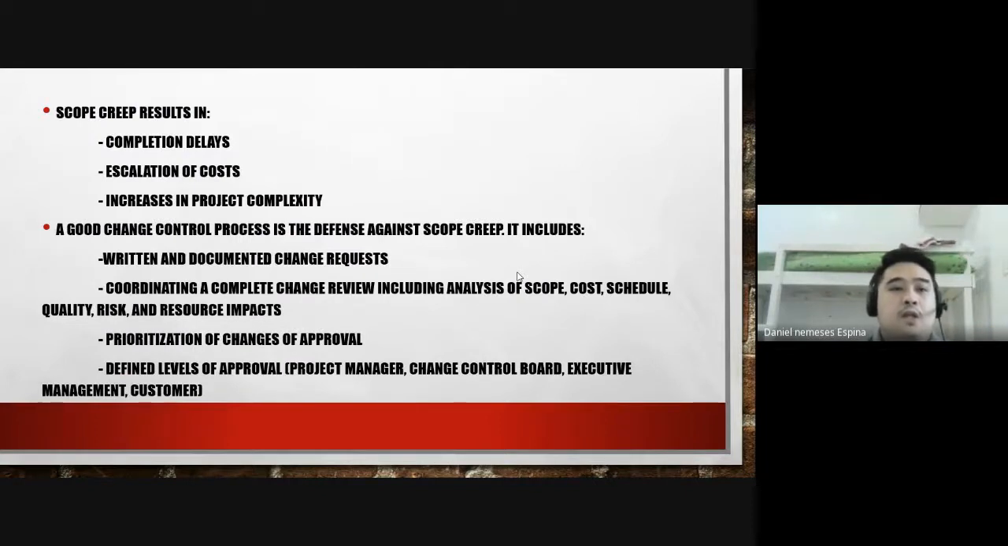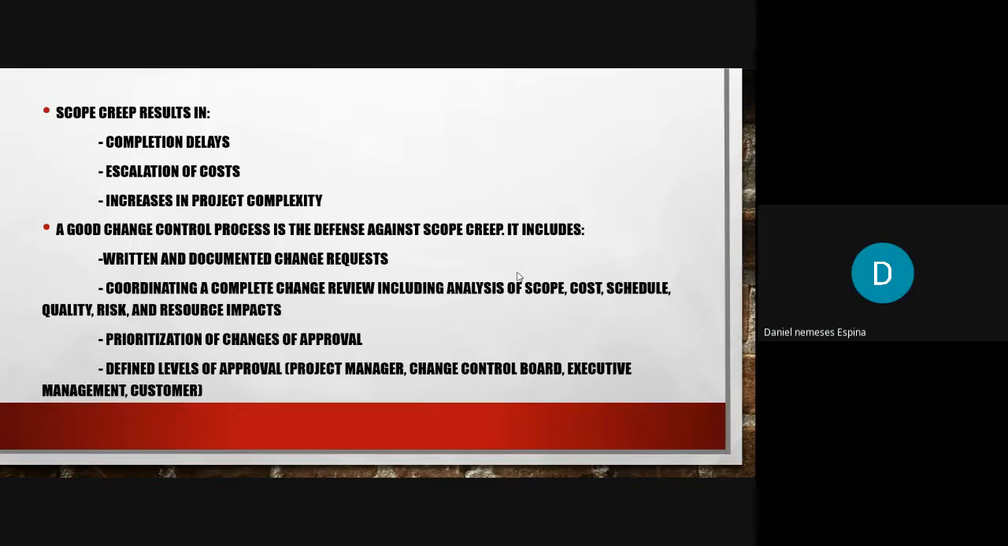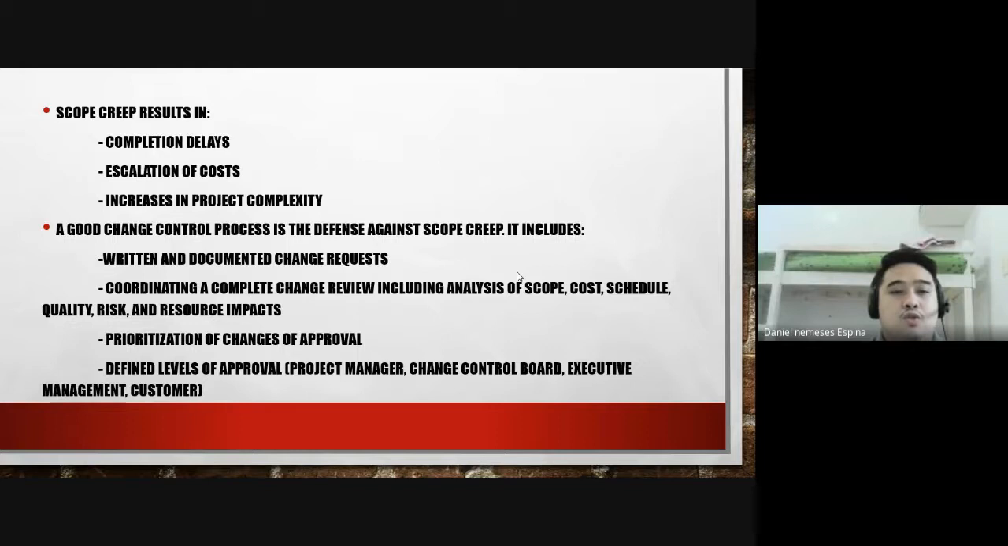Scope creep results in completion delays, escalation of costs, and increases in project complexity. So that's the consequence of having scope creep. A good change control process is the defense against scope creep. Okay? It includes written and documented change requests. So if there is a change, it should be documented. Coordinating a complete change review, including analysis of scope, schedule, and cost.